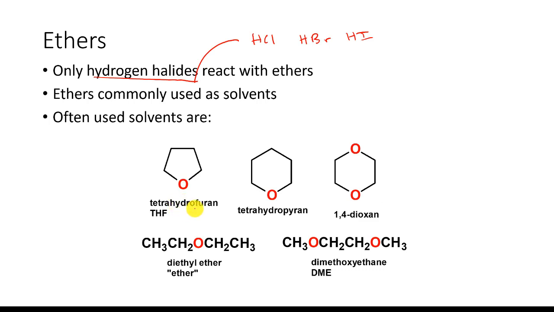So we have tetrahydrofuran. Furan is a 5-membered ring with an oxygen in it. And then there's pyran, which is a 6-membered ring. And dioxin, which has 2 oxygens in a 6-membered ring.